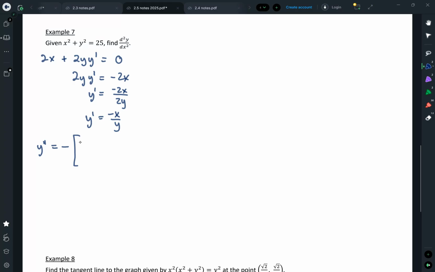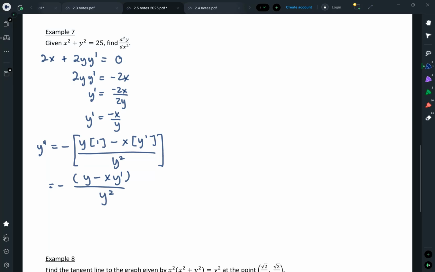So low d high. Low is y. Derivative of my x is just 1, minus high d low. So high is x. Remember my minus sign's out in front, so I'm just going to pretend that negative's not there. So high d low: derivative of my low, derivative of y is dy dx, or just y prime. All over low squared, that's going to be y squared. So let's simplify this out a little bit. So negative, and then I have y minus x y prime all over y squared.